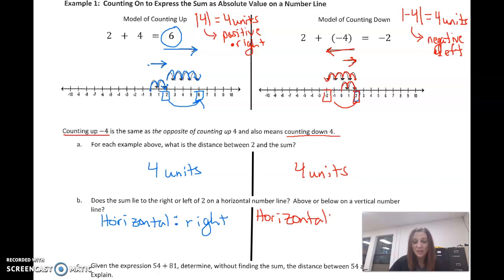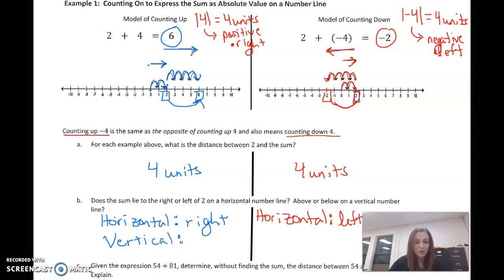So if I look at our model of counting down, our sum of -2, it's to the left. Okay, it's to the left of 2. And it also wants us to think of it in terms of a vertical number line. We're dealing with horizontal ones here. On your homework, you're going to see a vertical. But vertical lines means we just kind of take this and stack it up, right?